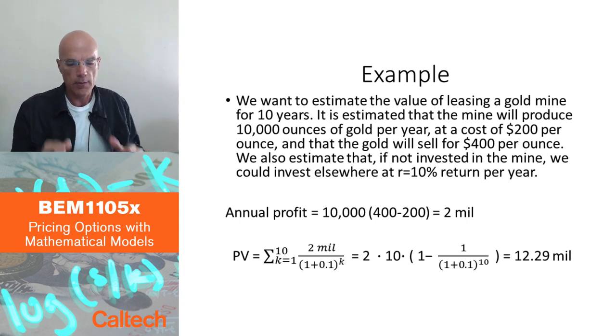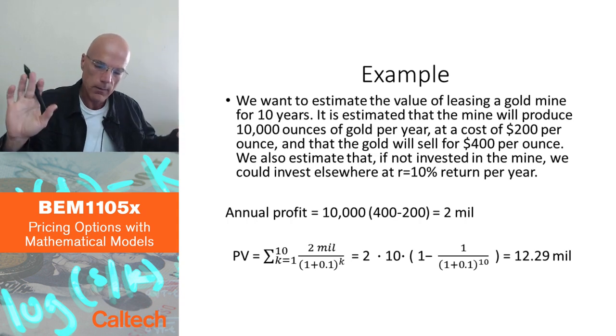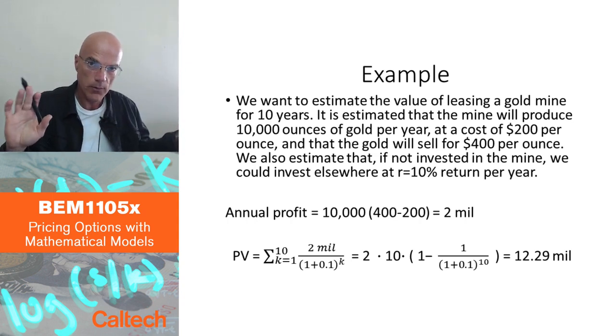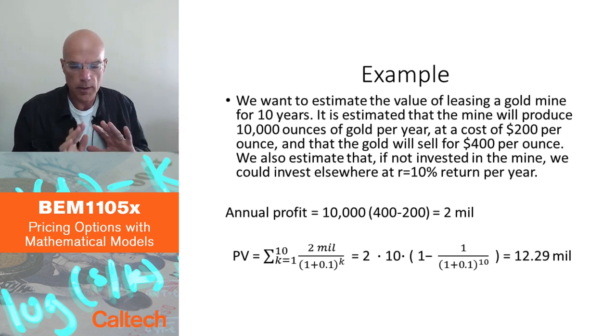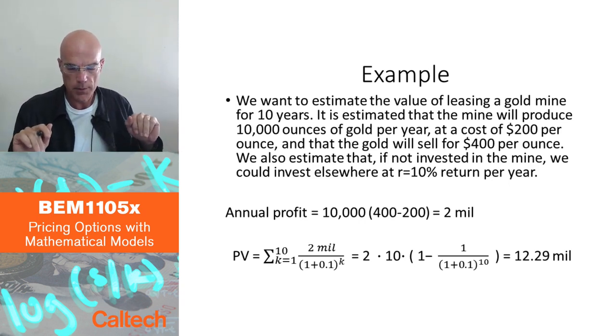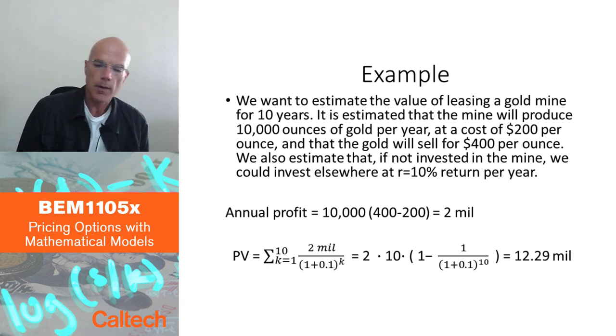But today we would do this example in a much more sophisticated way. But since we have not introduced randomness so far in the course, let's just see how much we can do just by pretending that we know everything in the future, so that everything is deterministic in the future. So it's an example about pricing, leasing a gold mine, okay, for 10 years.